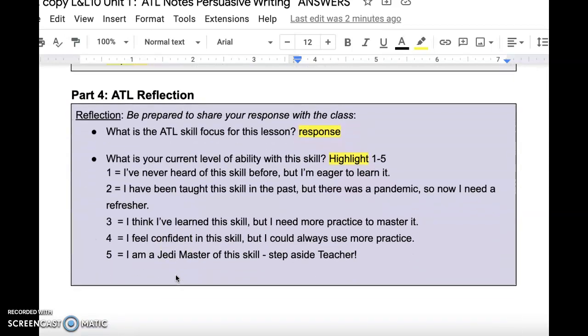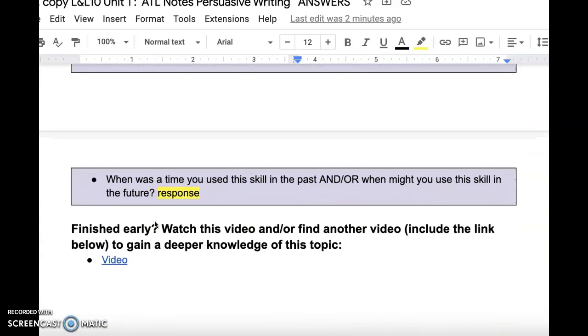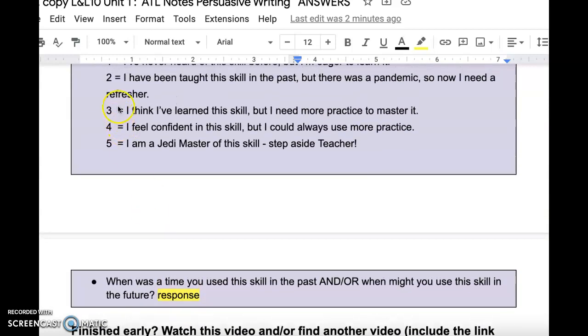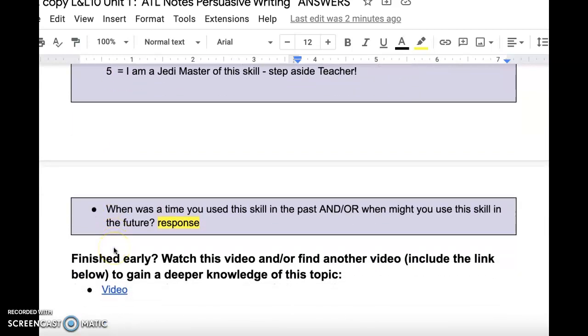Okay, part 4 is reflection. You've seen this before. You're going to think about your skill focus and rate yourself on your current level of it by highlighting 1, 2, 3, 4, 5. And then here you'll say when was a time you used this skill in the past, and or when might you use this skill in the future? And that doesn't just mean on this particular assignment, but looking past the assignment. And you'll respond there, and then there's a video that you can watch. Let your teacher know if you have any questions.